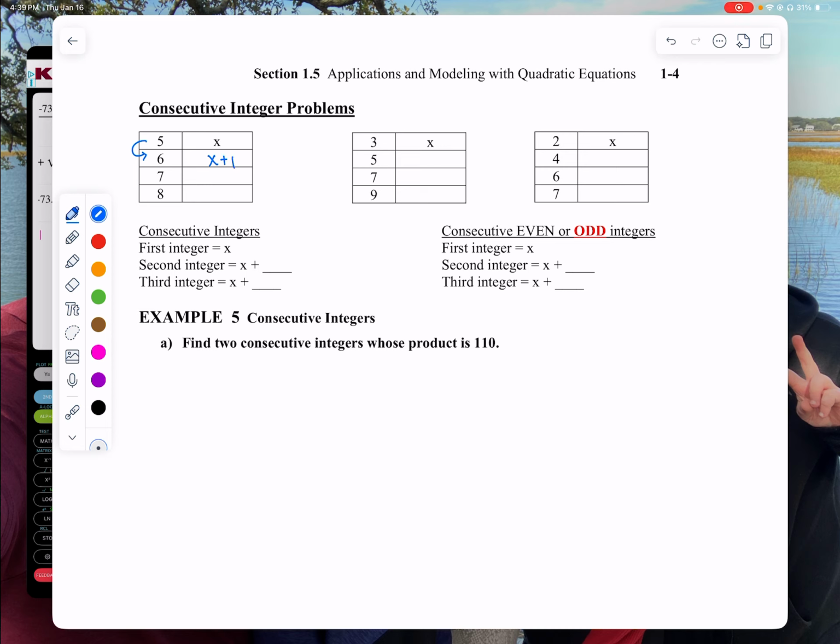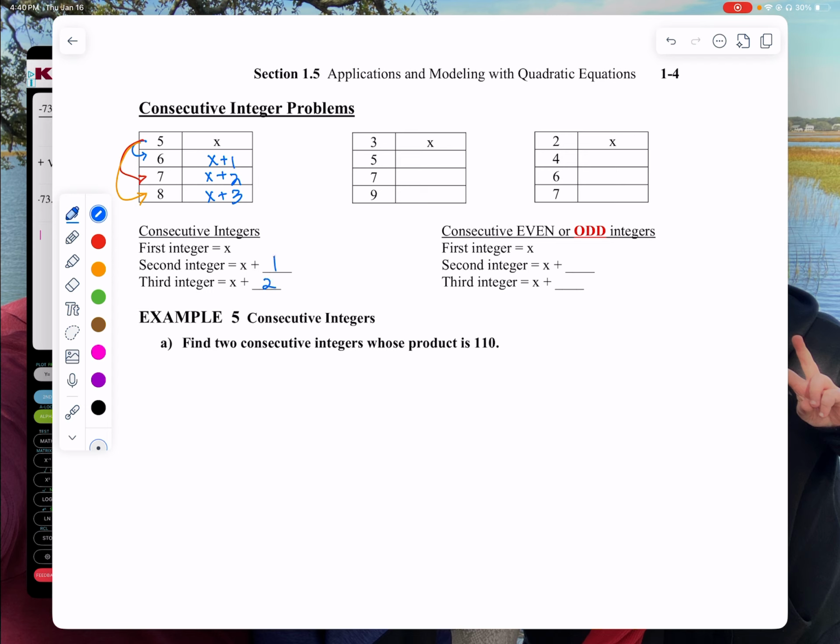Well, this next one, I'm going to start at 5 again. What would I add to 5 to get 7? I'm going to add 2, right? X plus 2. And then to go from 5 to 8, I'm going to add x plus 3. So anytime you have consecutive integers, 5, 6, 7, 8, 9, 10, 11, 12, 100, 101, 102, you're going to have x plus 1, x plus 2.